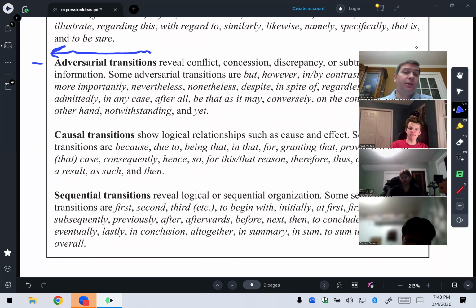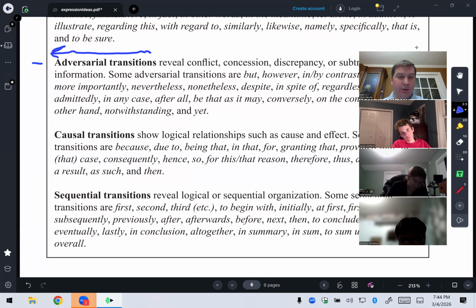The causal transitions are used for logic, for cause and effect. These are transitions such as because, due to, being that, in that, for, granting that, provided that, in that case, consequently, hence, so, for this or that reason, therefore, thus, accordingly, as a result, as such, and then.